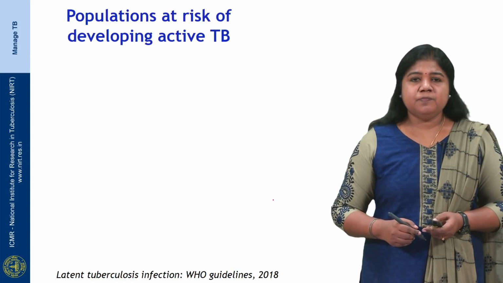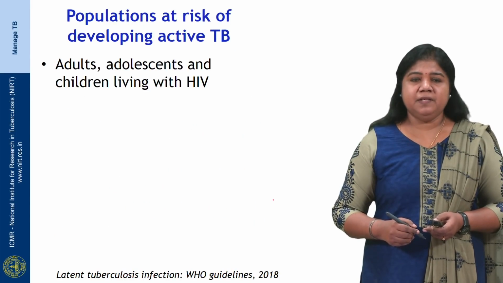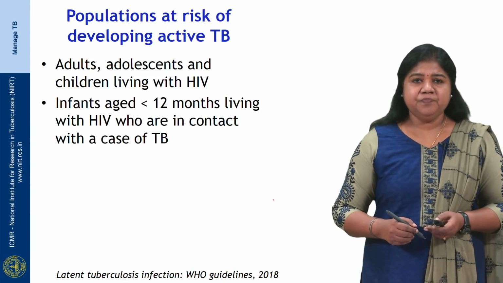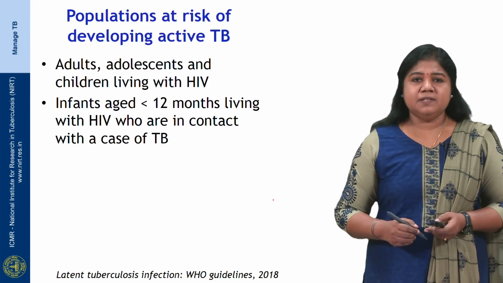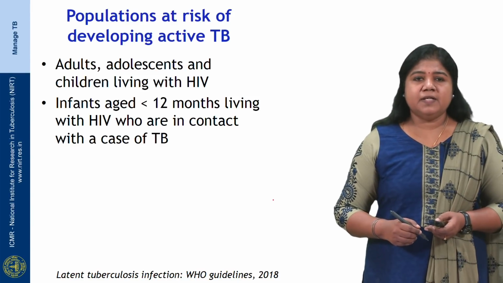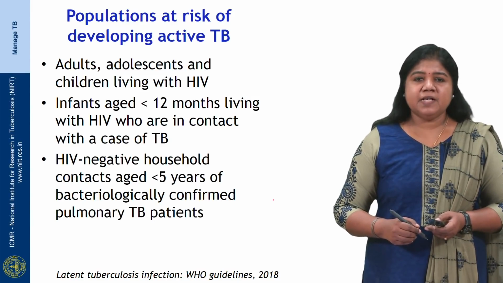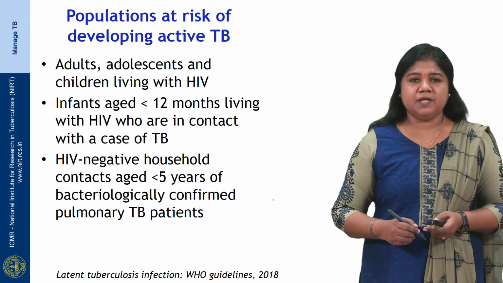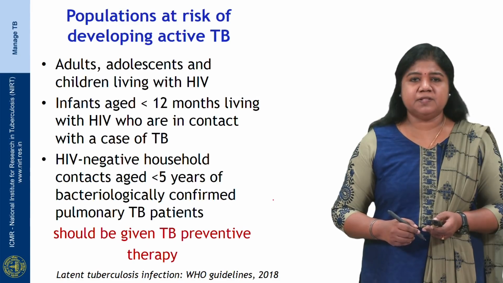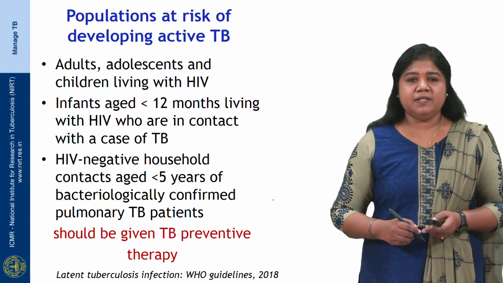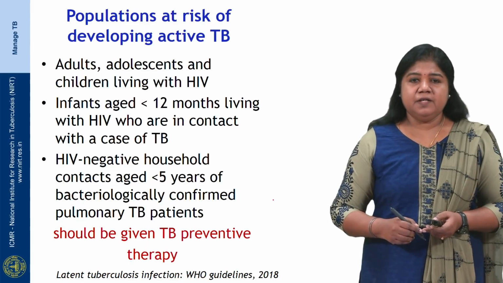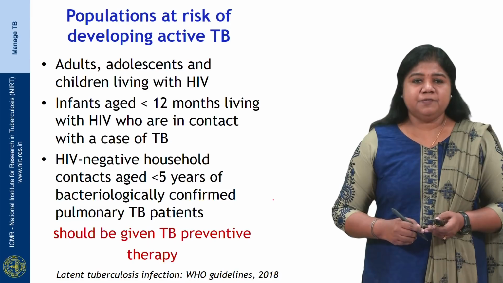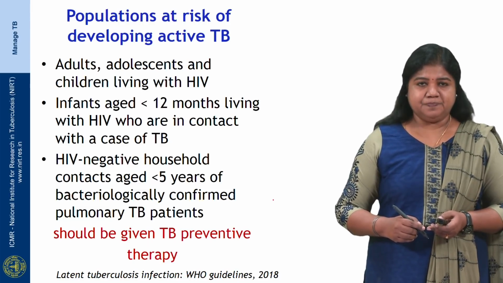So, the populations at risk of developing TB include adults, adolescents and children living with HIV, infants aged less than 12 months living with HIV who are in contact with a case of TB, and HIV negative household contacts aged less than 5 years of bacteriologically confirmed pulmonary TB patients. These people should be given TB preventive therapy according to the WHO guidelines 2018, which talk about the management of latent TB infection.